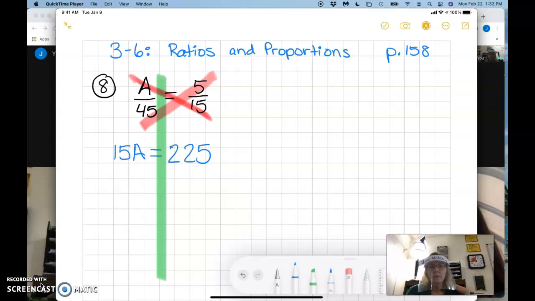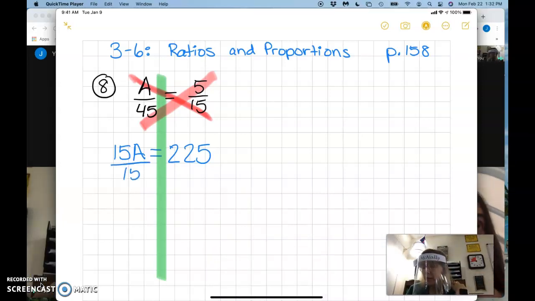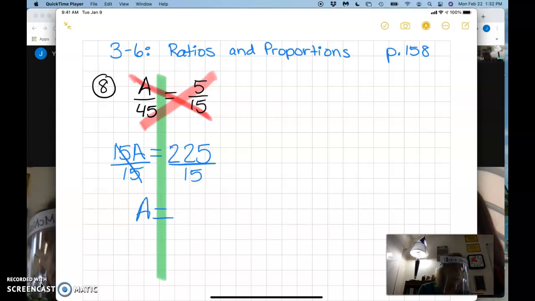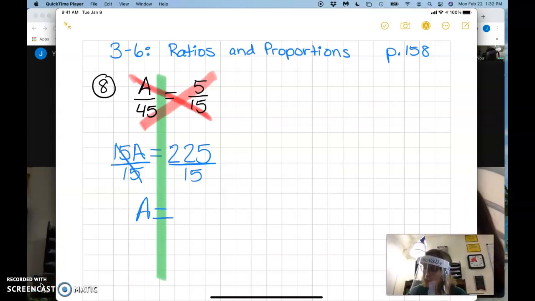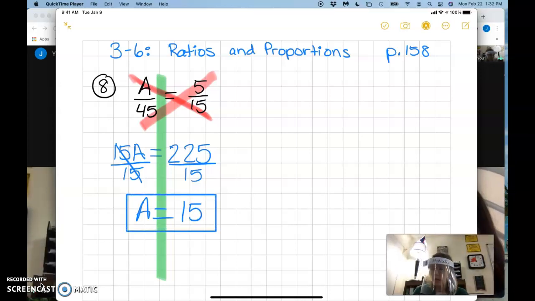What do I have to do to get a alone? Divide by 15. Divide by 15. So a is going to equal how much? 15? Excellent.